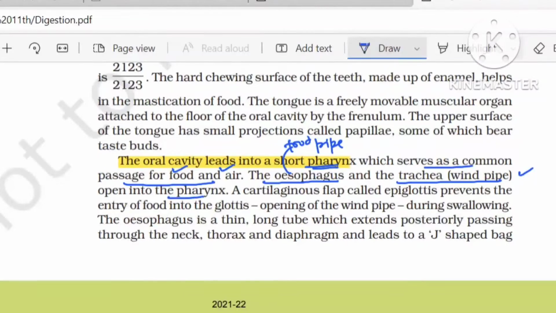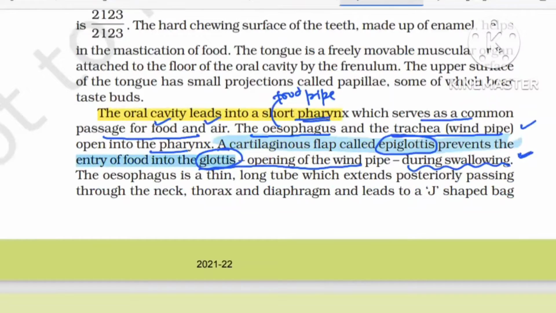One cartilaginous flap is present, known as the epiglottis, which prevents the entry of food into the glottis. And the glottis is the opening of the windpipe. So this glottis is closed by the epiglottis, and it closes during the time of swallowing. During swallowing, the food should pass only into the esophagus and should not enter into the windpipe. For this, one structure is there, the epiglottis, which will close the glottis. For this, let me show you the diagram.